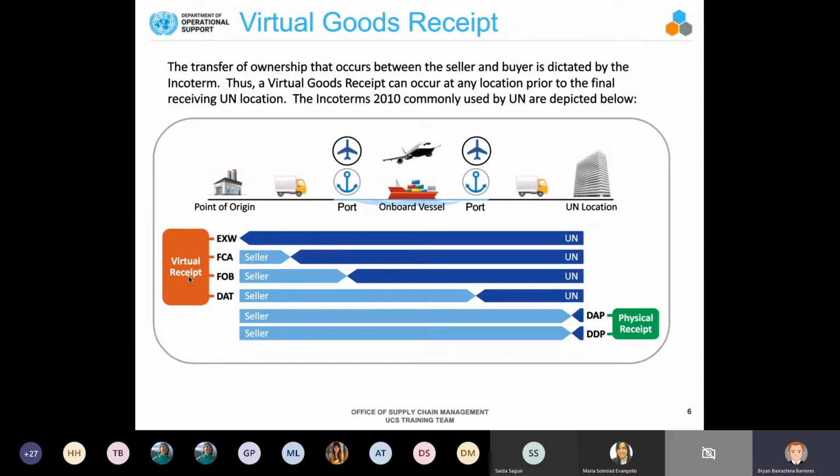Because the ownership of goods is going from one hand to another, versus the physical goods receipt, where it's DAP and DDP, we're only getting one inbound document because the vendor is the one in charge of delivering the goods all the way to the final destination. And by the time we become owners of the goods are already in the mission. Okay, so the virtual goods receipt, two inbounds, and these are the Incoterms. The physical goods receipt, we have two Incoterms, only one inbound.